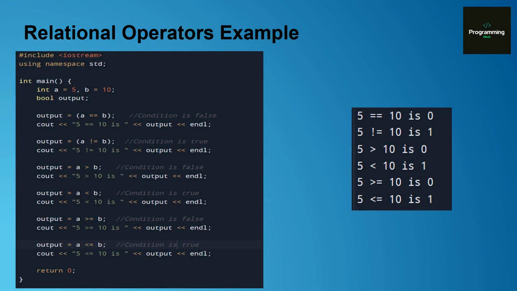So let's go ahead with the relational operator example. On the left side, you can see we have used operators like equal to, not equal to, greater than, less than, greater than or equal to, and less than or equal to. So these operators compare the values of A and B. On the right-hand side, you can check the output. It will just give you a 0 or 1, which is nothing but the true or false condition: 0 is false and 1 is true. So the operations performed by the relational operators are nothing but the relationship between two operands or two variables.